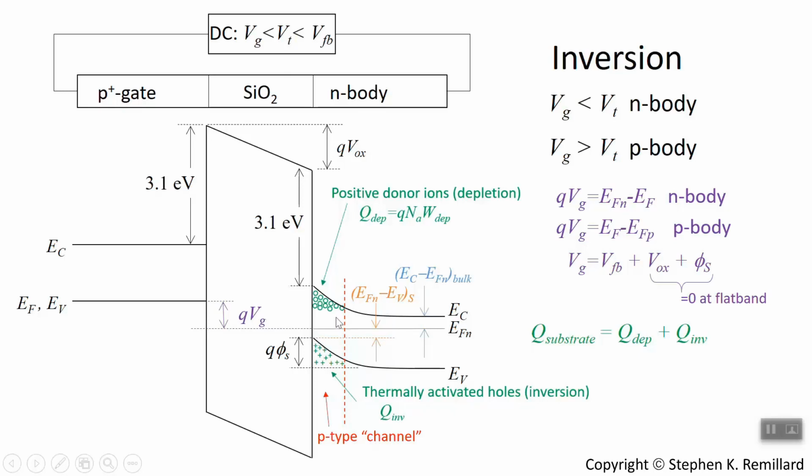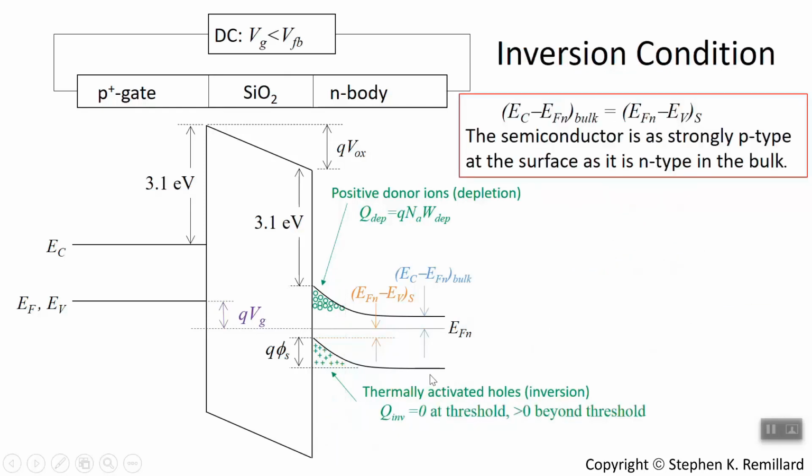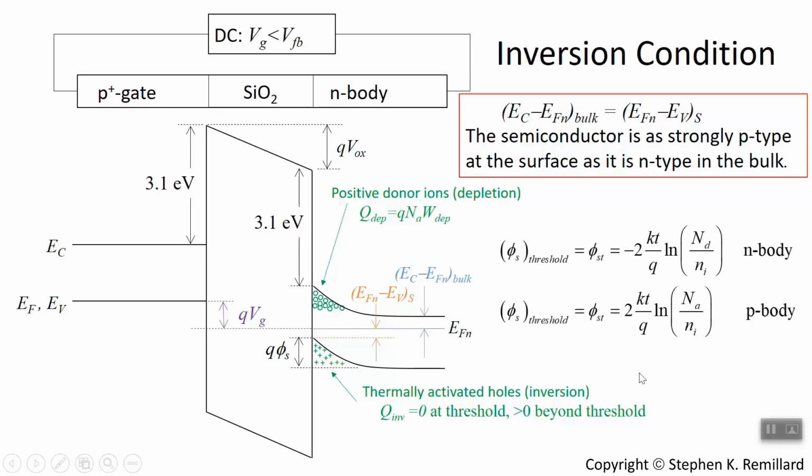And when these two are equal, the surface is as p-type as the bulk is n-type. And that's the inversion condition. So when these two differences in energy are set equal to each other, then the semiconductor is just as much p-type at the surface as it is n-type in the bulk. There's this expression that's derived in Chapter 5. It's the second of these two that just appeared. It's an expression for the surface potential when you reach threshold, which could be a very useful thing to know.